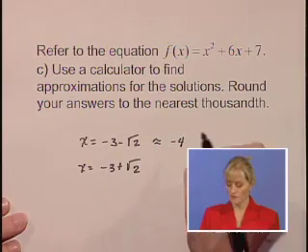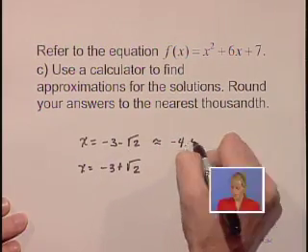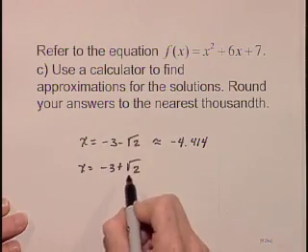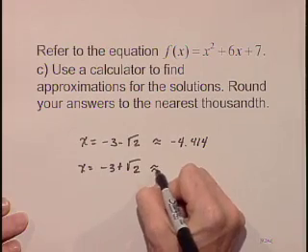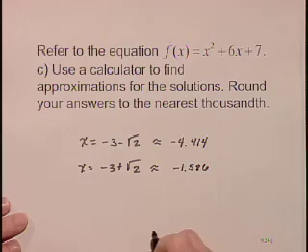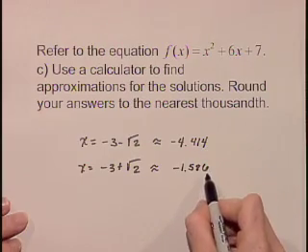-3 minus square root of 2 is -4.414. X equals -3 plus square root of 2 can be approximated as -1.586. Again, notice we have gone to the thousandths place.